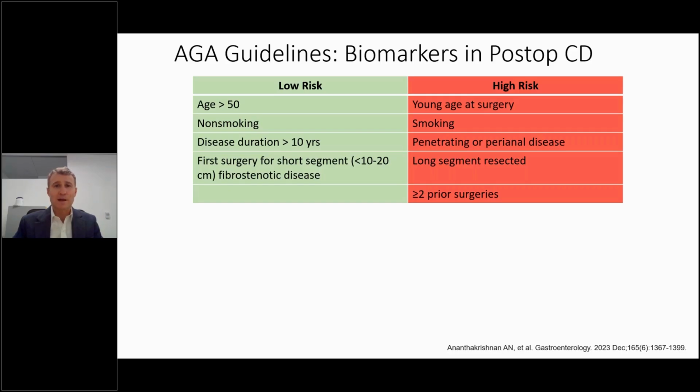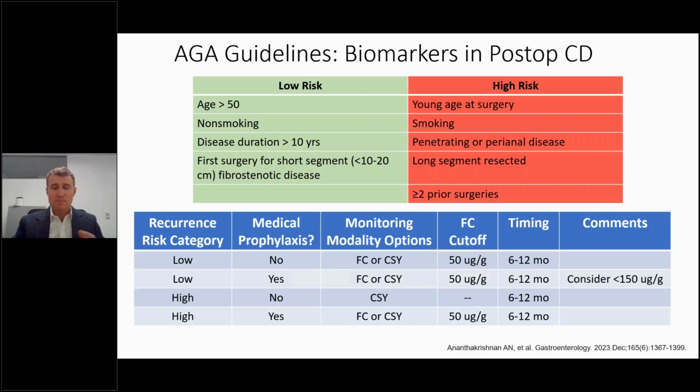People who are deemed to be higher risk are generally younger at the time of surgery, active smoking, have penetrating intra-abdominal or perianal Crohn's disease, had a long segment resection, and of course, individuals who've had multiple prior surgeries before are higher risk for that happening again. And so what the AGA shined a light on in this episode of the biomarker guidelines is that we may be able to think about fecal calprotectin as a test that could potentially obviate the need for the currently recommended colonoscopy monitoring in postoperative Crohn's disease.